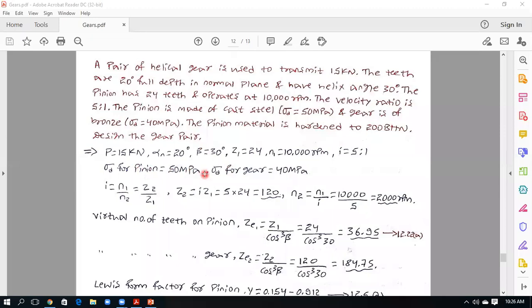First, note down the given data. Already we have noted down the given data. And whatever this sigma d value is, that is the allowable static stress. In this case, he has given it. If it is not given, what you need to do? Can anyone tell me? If for the pinion and gear they only mention the material and don't give the allowable static stress, what you need to do? Can anyone answer?